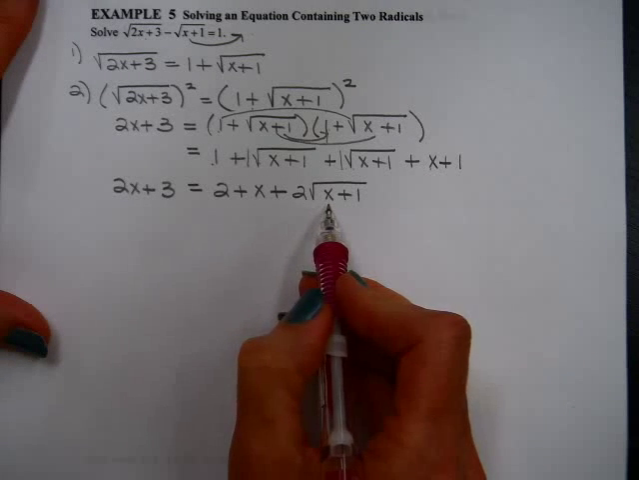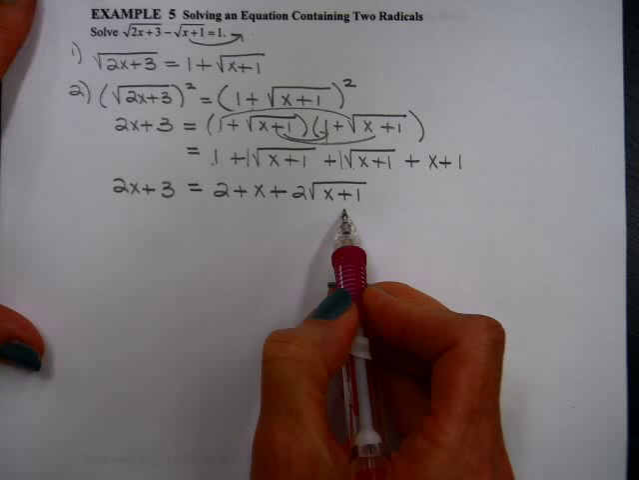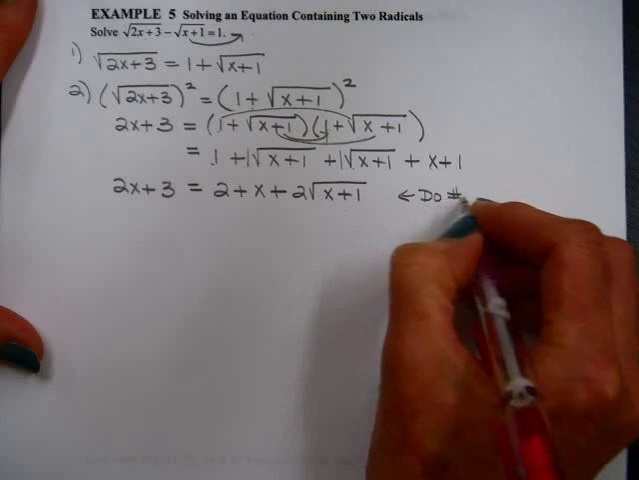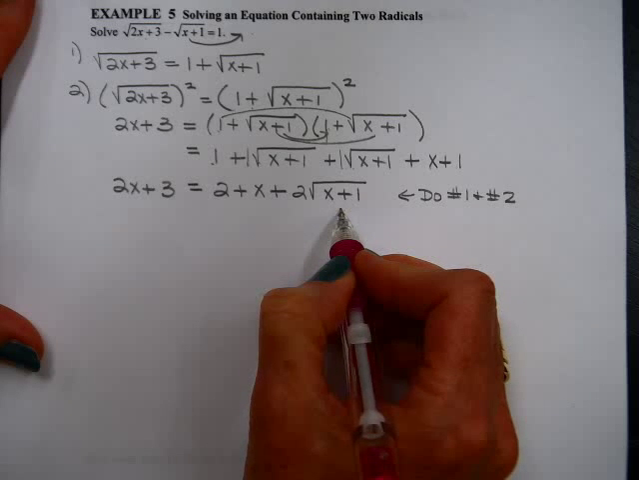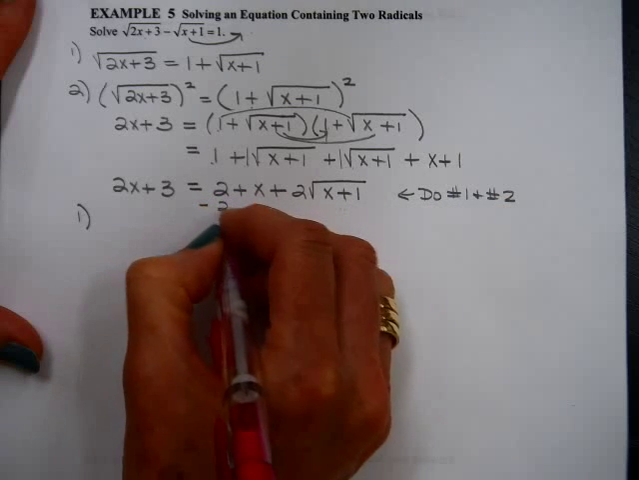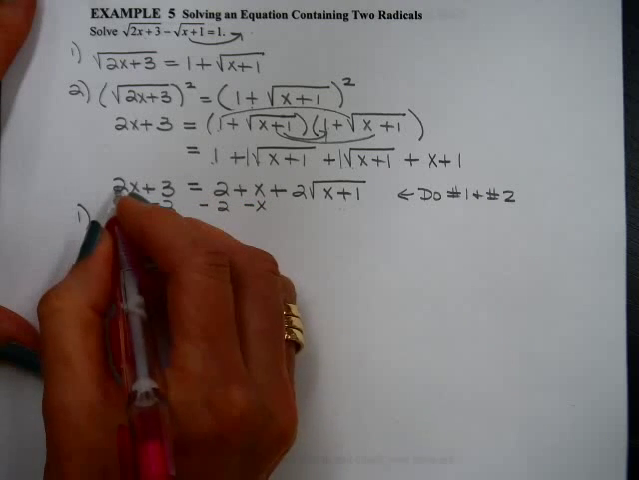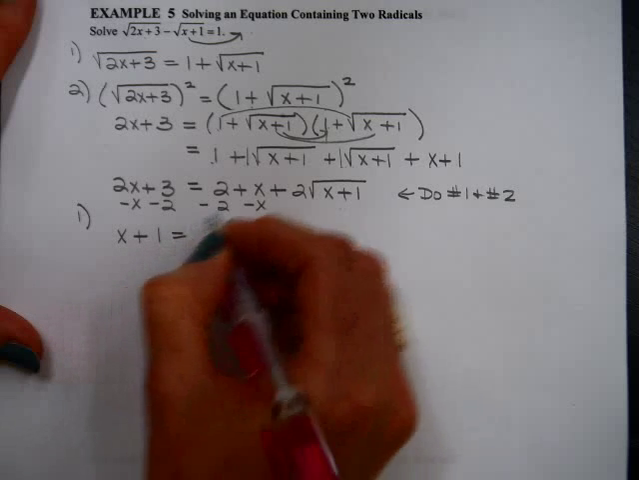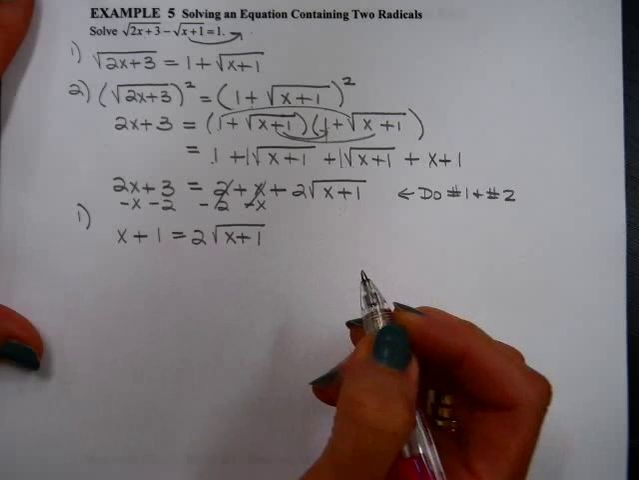Now, can we solve this, or do we still have a radical? Well, we still have a radical, so now we have to go back and do steps 1 and 2 again. Do number 1 and number 2 all over again to isolate this radical. So, step 1 again, isolate this radical, which means we're going to subtract the 2, and we're going to subtract this x to the other side. 2x minus x gives me x plus 1 equals 2 square roots of x plus 1.